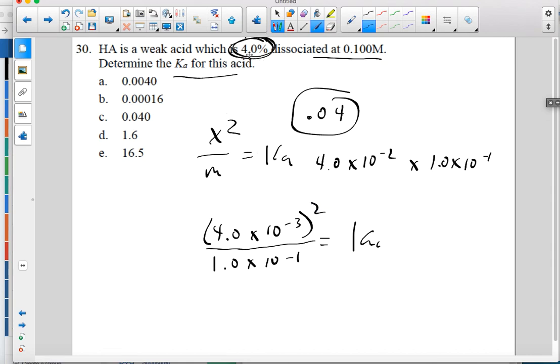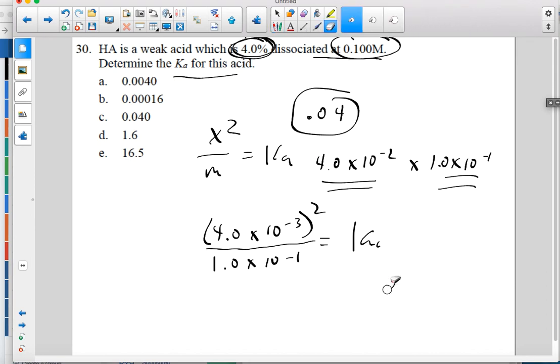So if it says it's 4% disassociated, you're just taking 4% of that. But just put it in scientific notation. It makes the exam very simple. 4 divided by 1, last time I checked, that's going to be 4. Oh no, whoops. I did the math wrong. Let's try squaring it first. Little mathematics there. That's going to be 16.